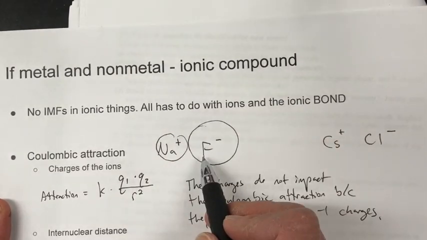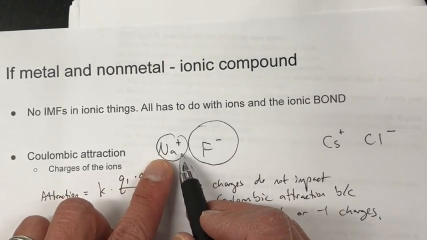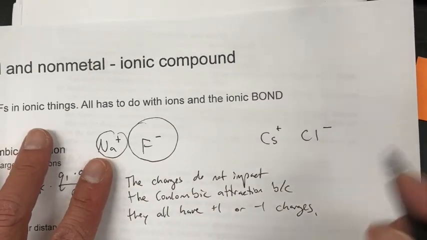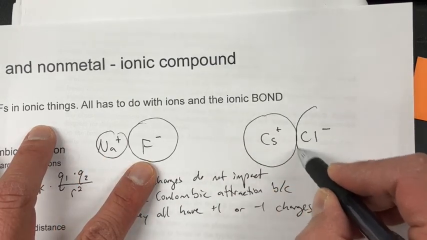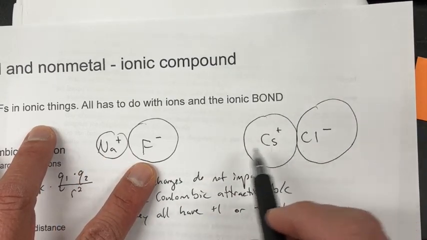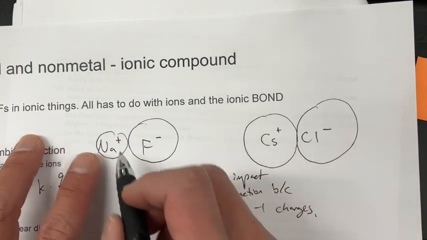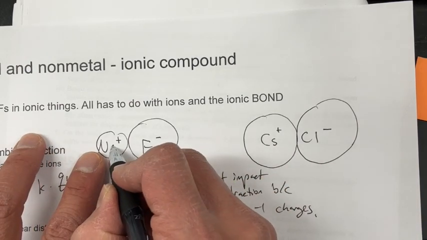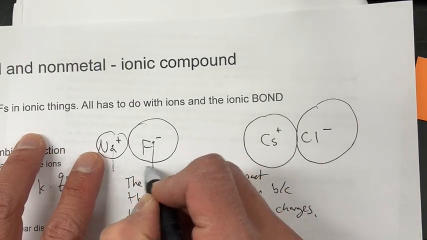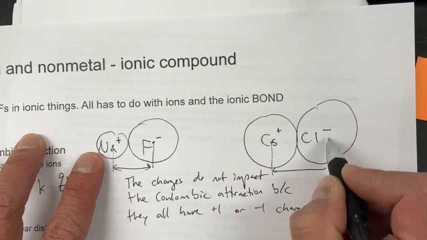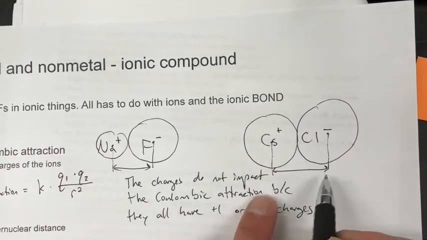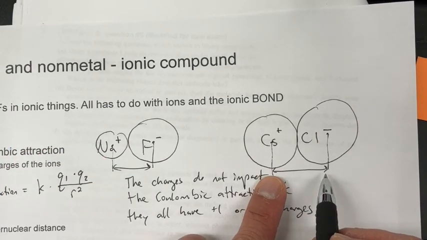If Na and F are like this, well, Cs is way down on the periodic table. That's going to be huge. And Cl is also going to be bigger. Okay, so Cs is bigger, Cl is bigger. Well, what do I know about the internuclear distance? What's this distance between these two things here? Okay, this one, it's going to be bigger.